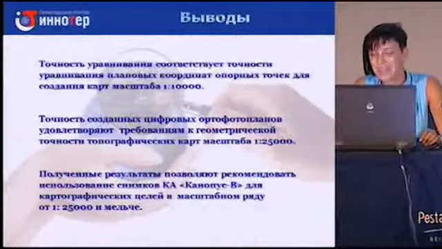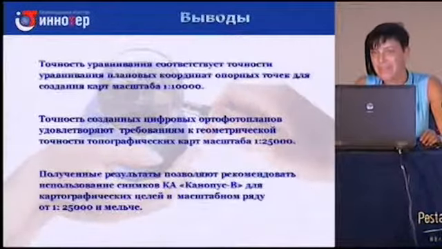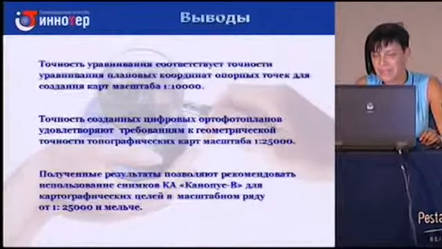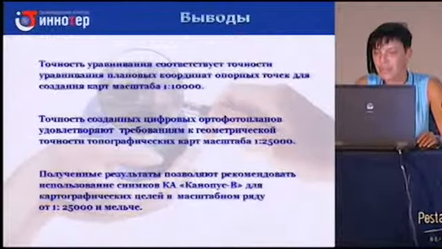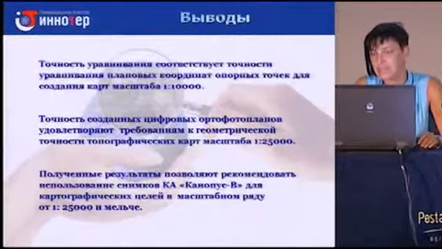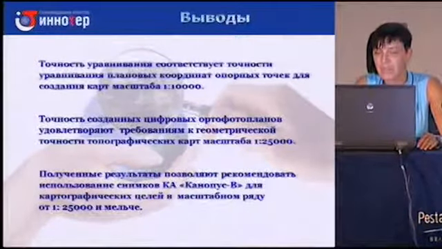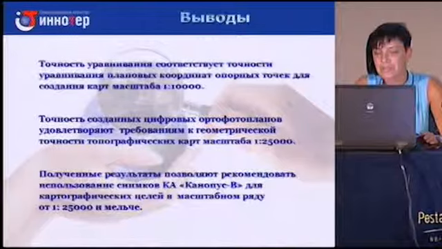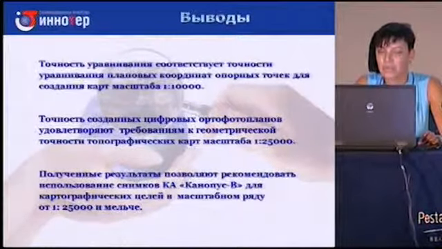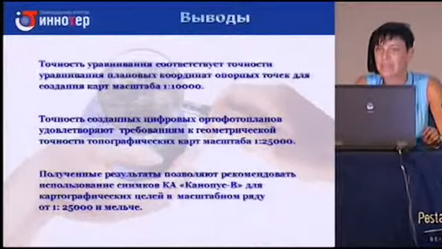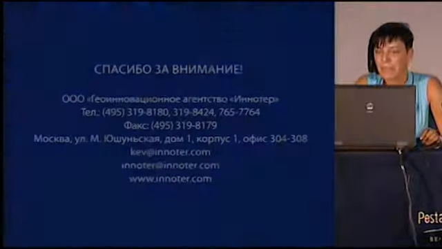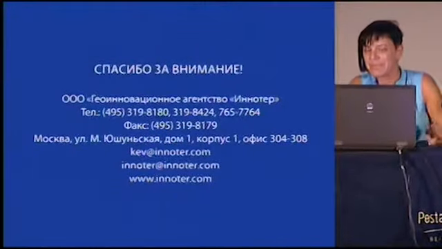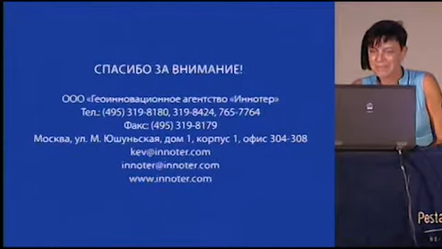What conclusions and findings can be made? Of course, we made a few, but again, these are very preliminary conclusions. The data is not sufficient. We still have to capture more images from different terrains. So at this stage, all we can say is we can recommend Kanopus for mapping purposes for the scale 1 to 25,000 and less. Thank you for your attention.